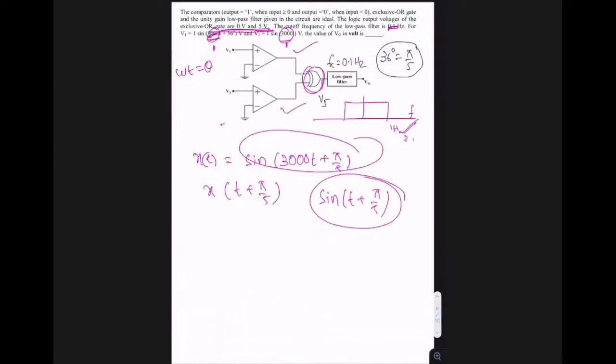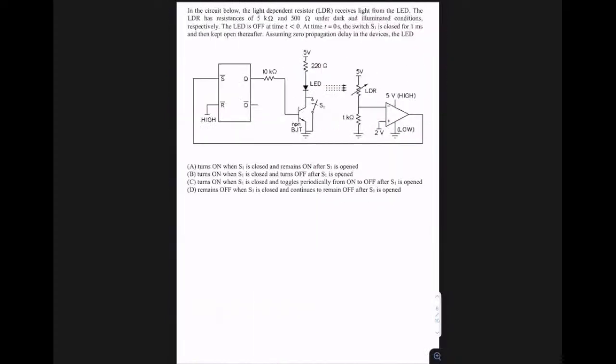Let's solve one more question, this one. In the circuit shown below, the light dependent resistor LDR, so the resistance varies with respect to light, receives light from the LED. So this is receiving the light from this LED. The LDR has resistance 5 kilo ohm and 500 ohms under dark and illuminated condition.